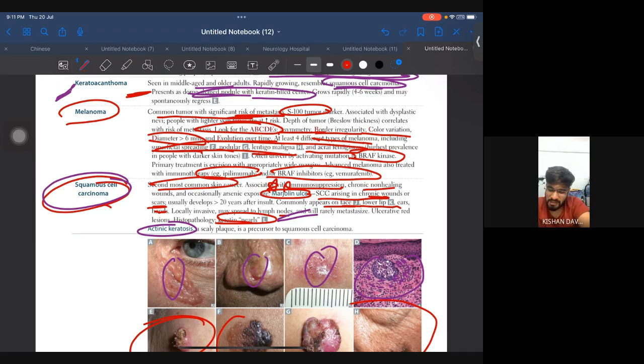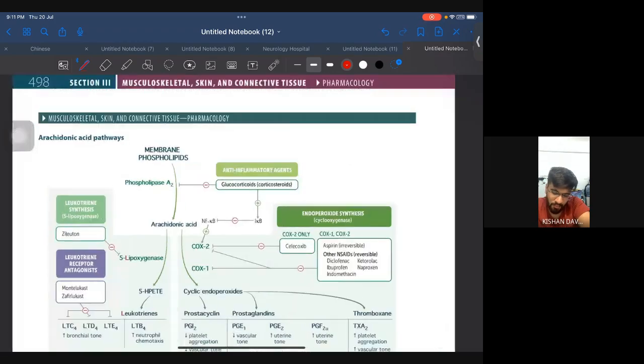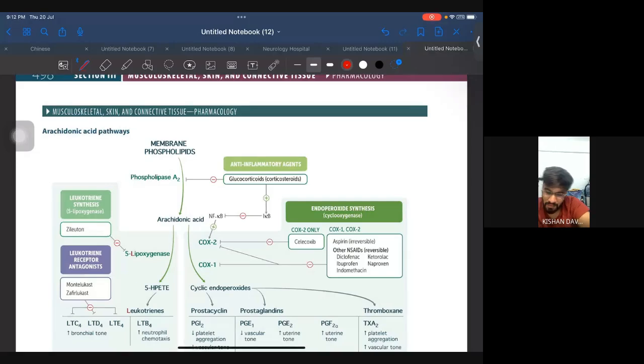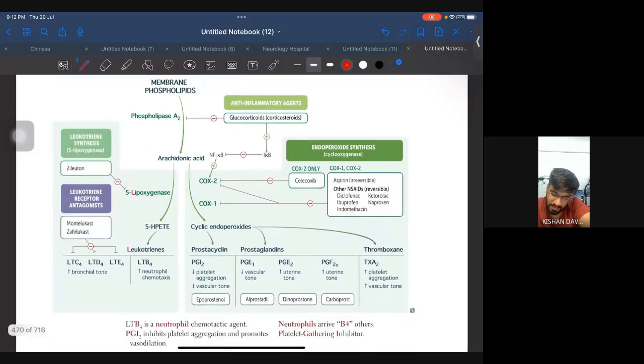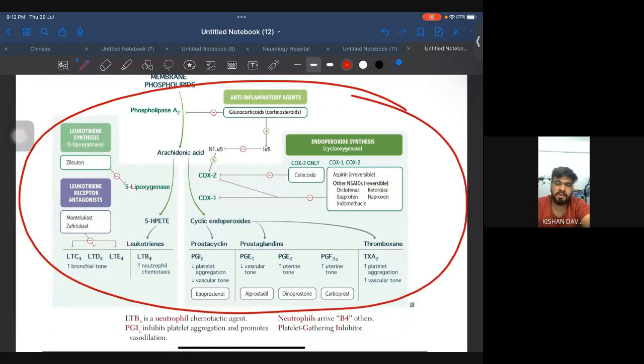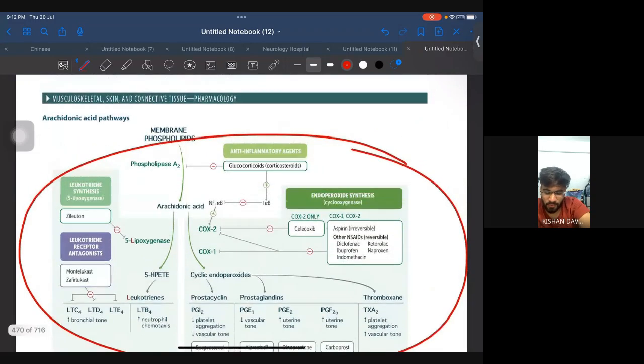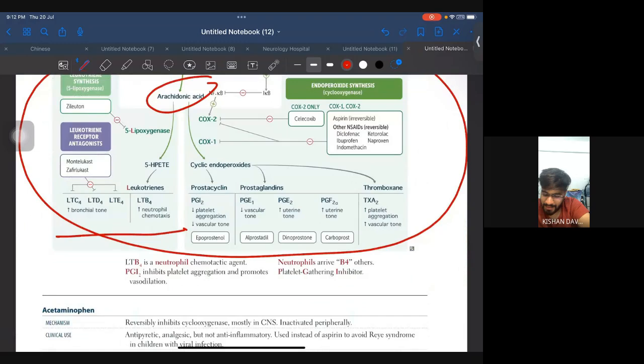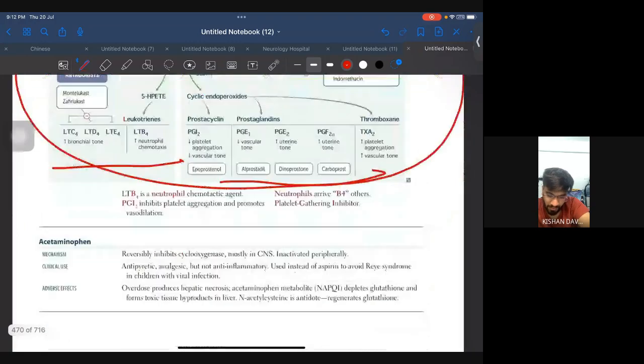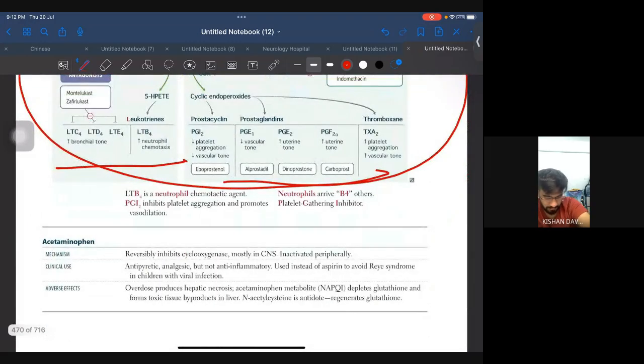Okay, so with this we finish our dermatology, and now moving to the pharmacology of the musculoskeletal system. So let's just see the first one. Now see, this diagram you can always use for reference. They have actually talked about the arachidonic acid metabolites, leukotrienes, and then the drugs according to them. Okay, so just give them a read, no problem.